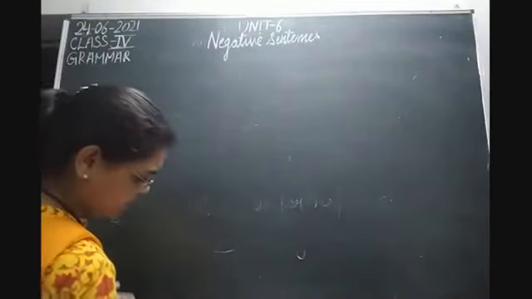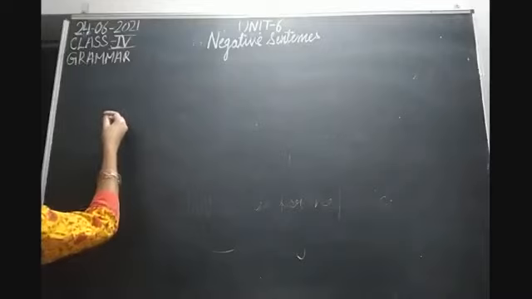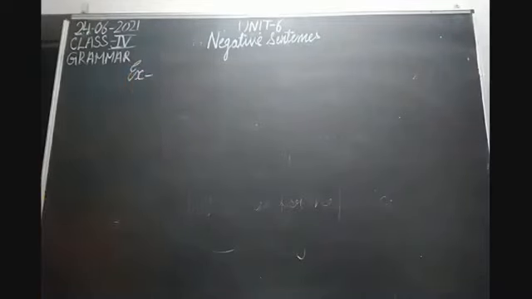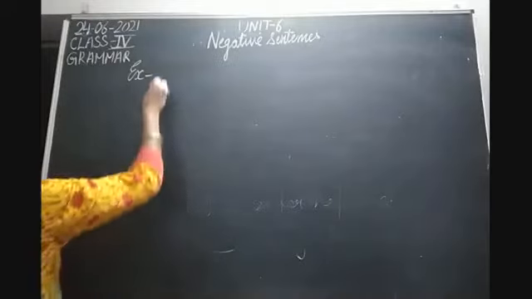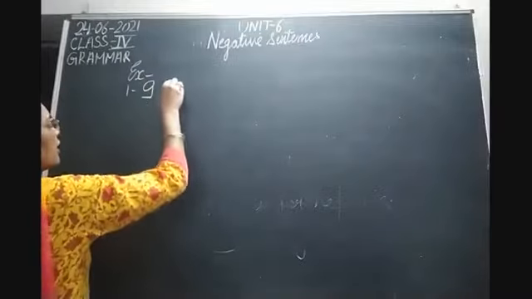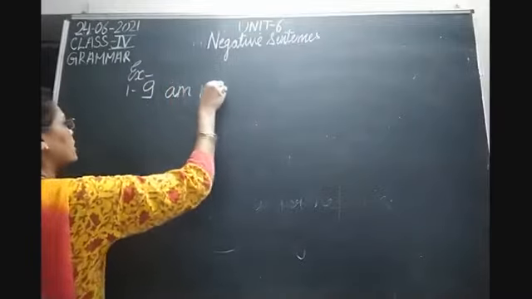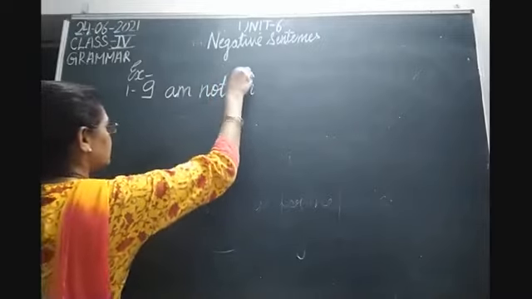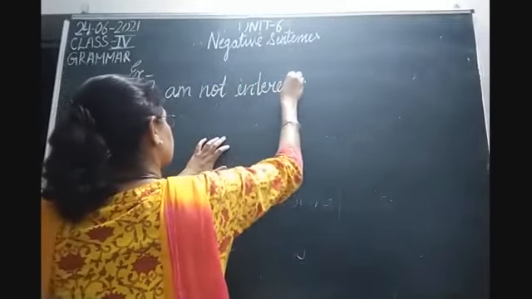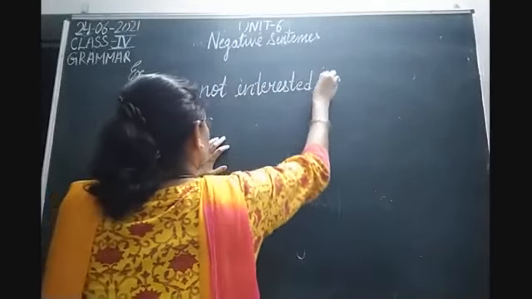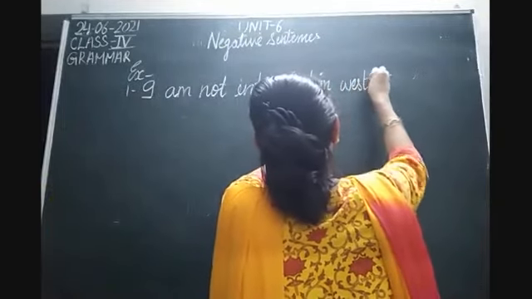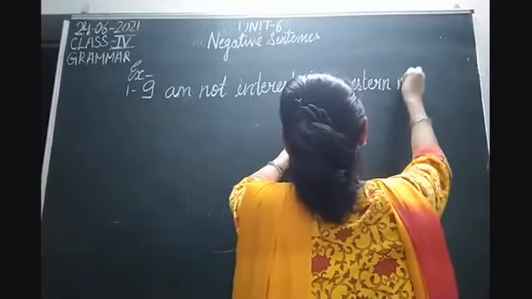Now let's look at the examples. इस यूनिट में हम नेगेटिव सेंटेंसेस फ्रेम करना सीखेंगे. एग्जाम्पल 1, I am not interested in Western music.